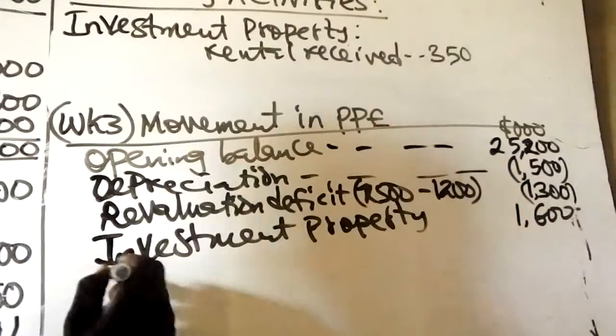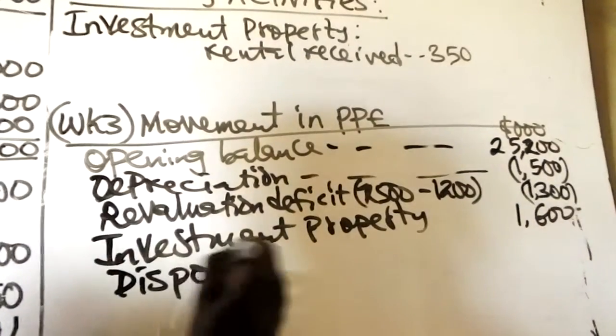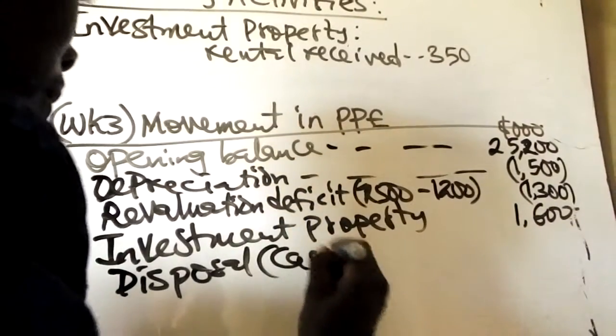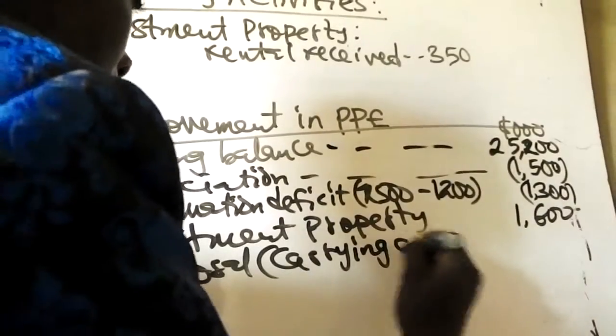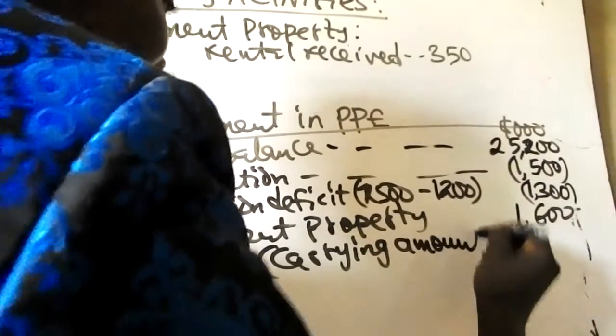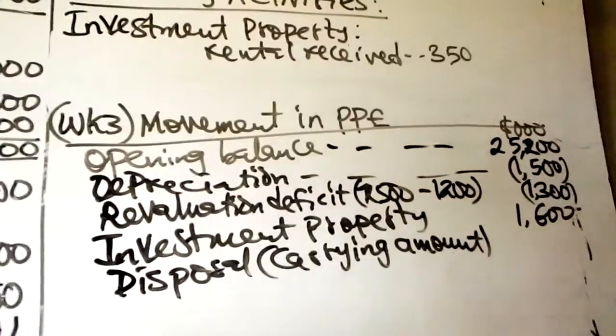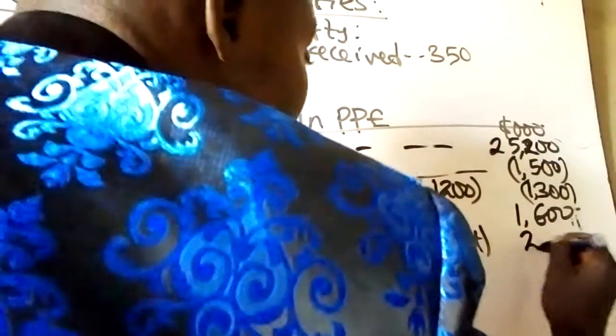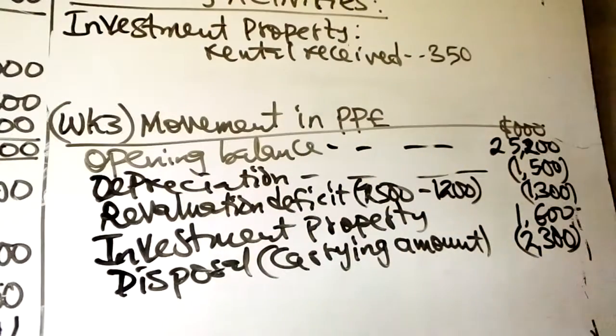So we have disposal at carrying amount. The carrying amount of the PPE disposed is 2.3 million. When you dispose PPE, that is, sell it, the amount of PPE you will have will reduce. Then you also check if there is other information.